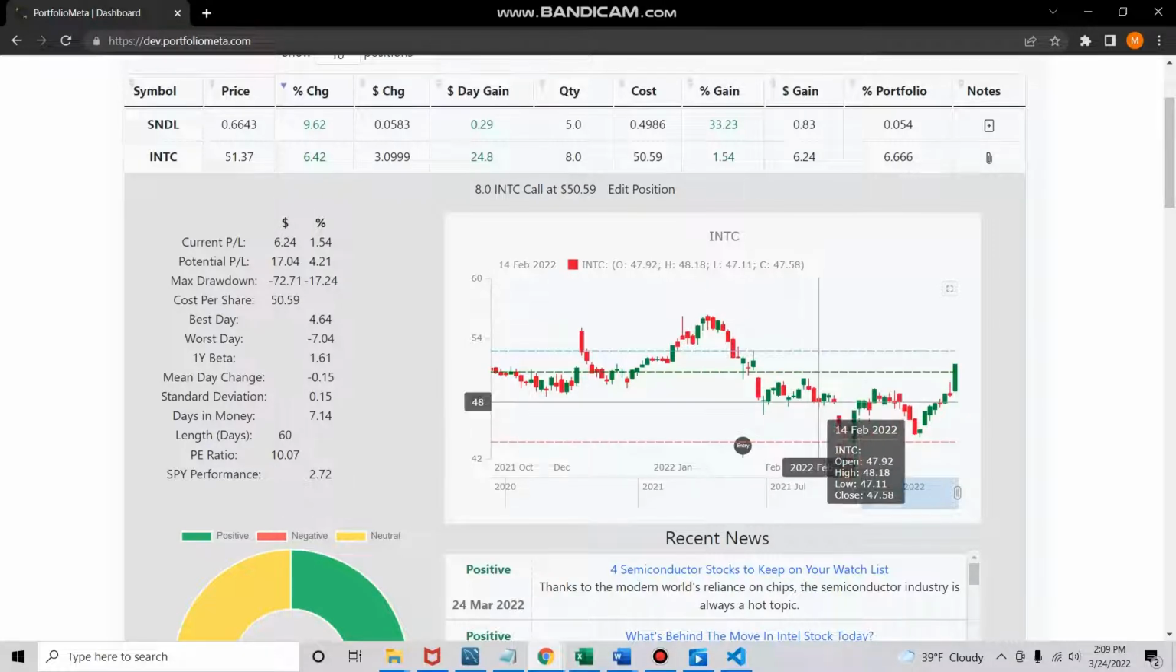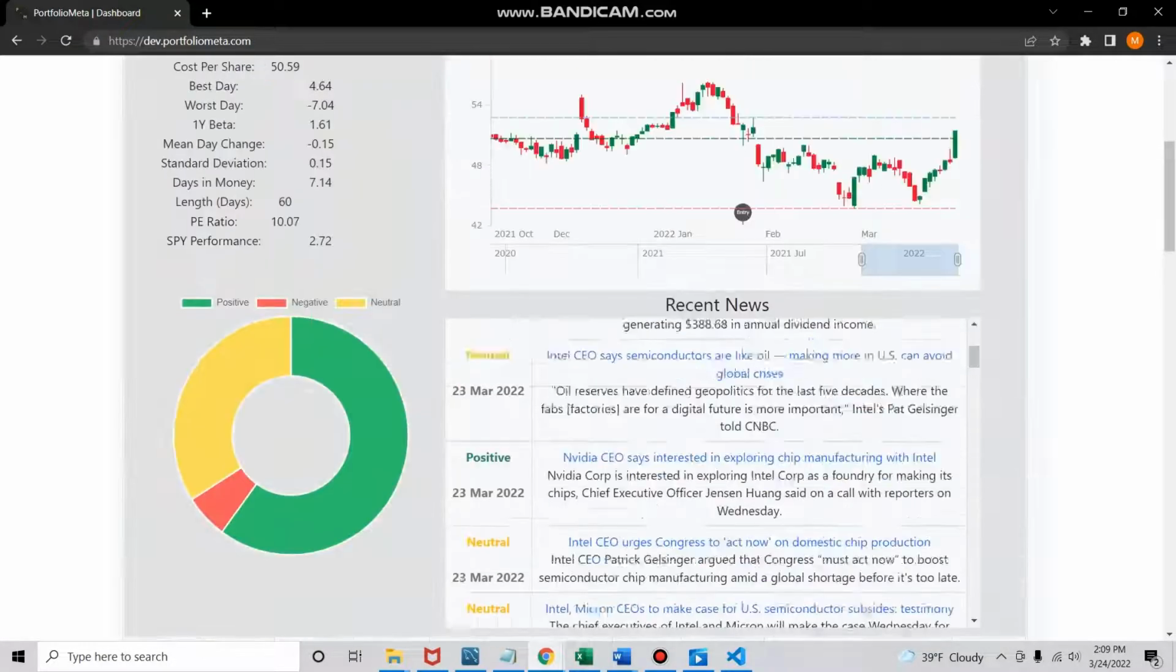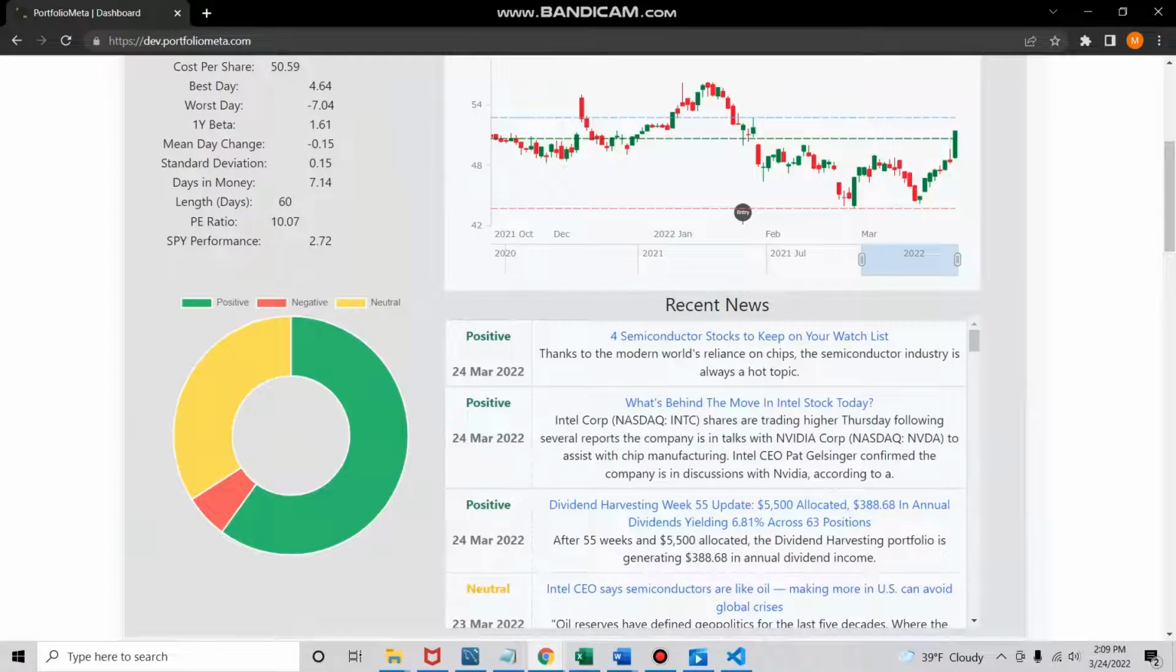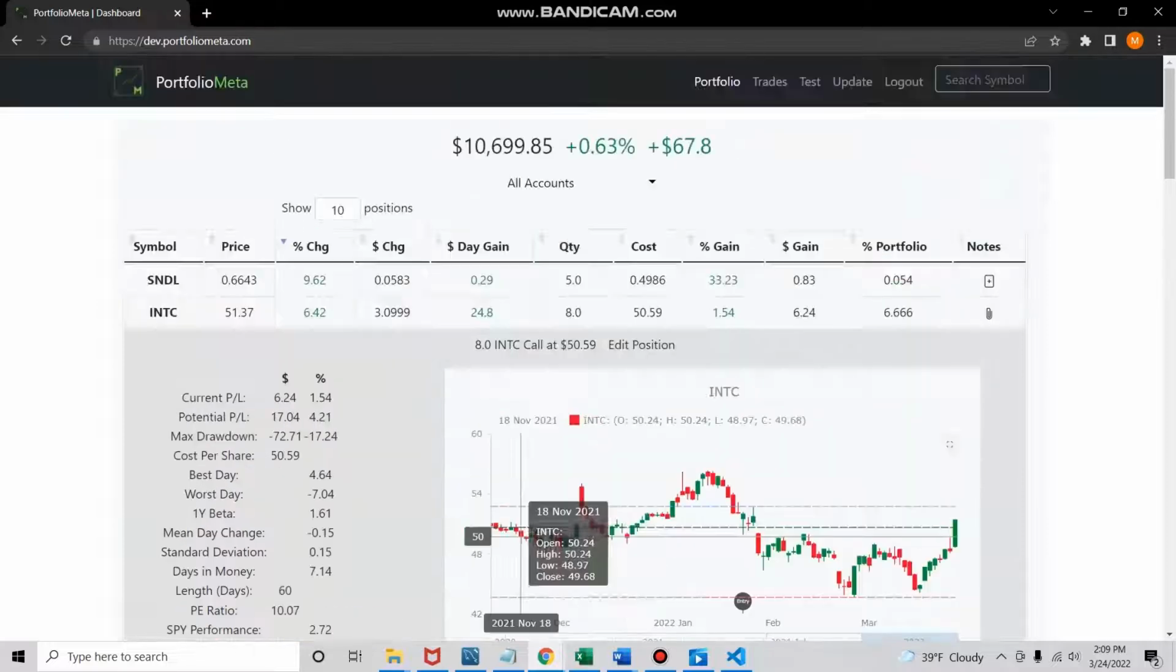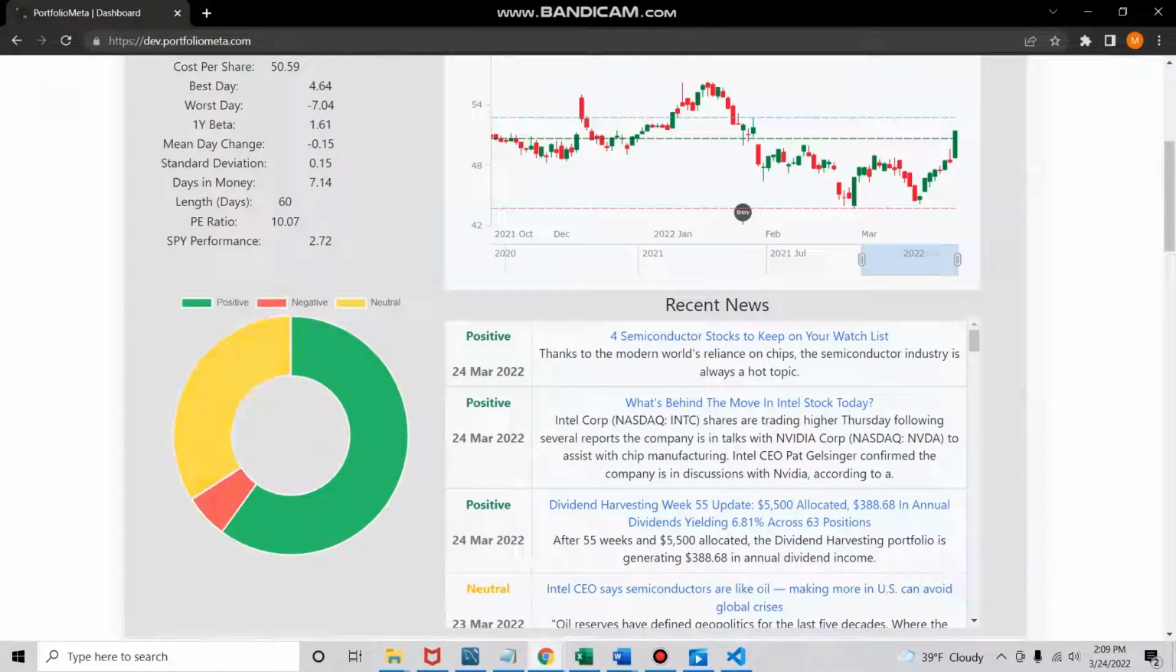So this is your entry price. This is the lowest price it's been since you've held it. And this is the highest it's been since you've held this position. And then right here, it shows all the recent news for the stock as well, with positive, negative, and neutral rankings as well. And right here is just a nice visual representation of the sentiment around the stock in the news recently.